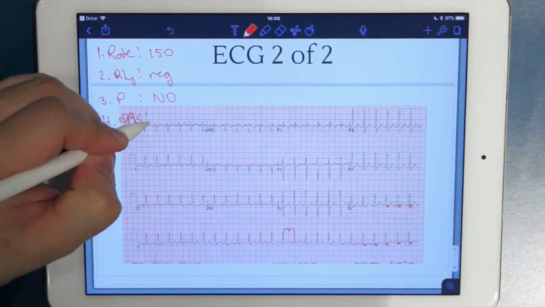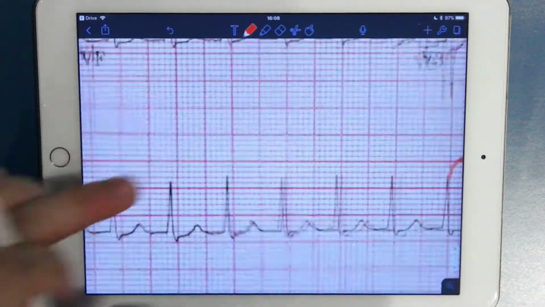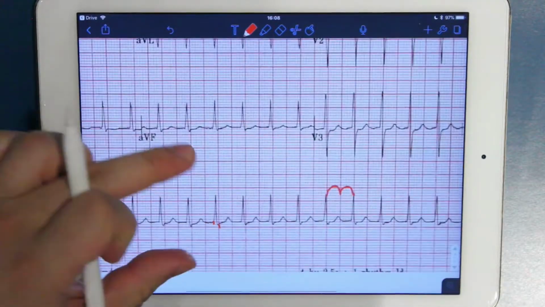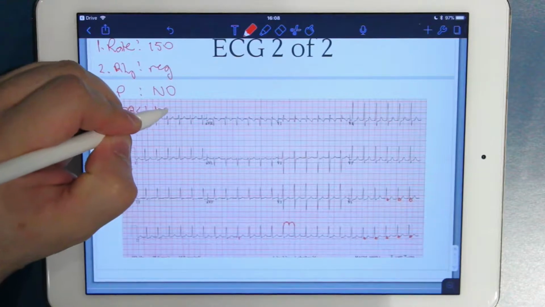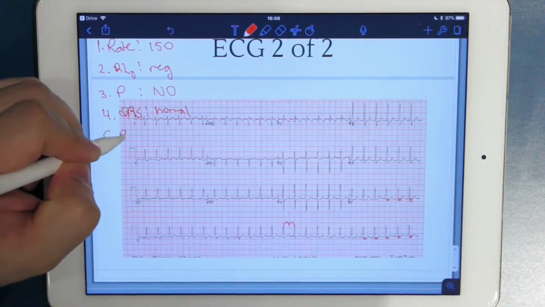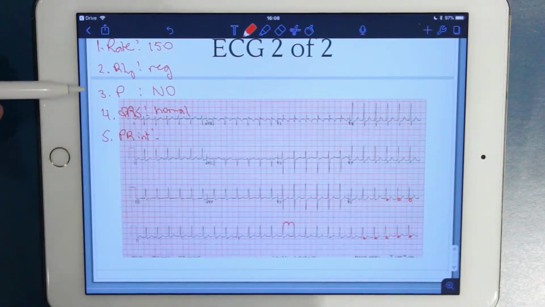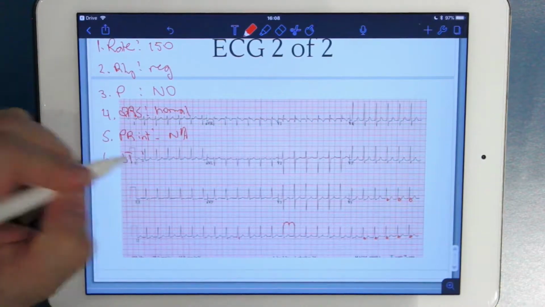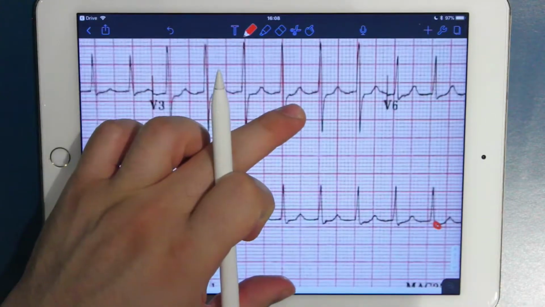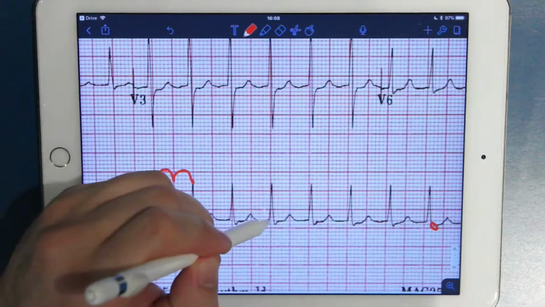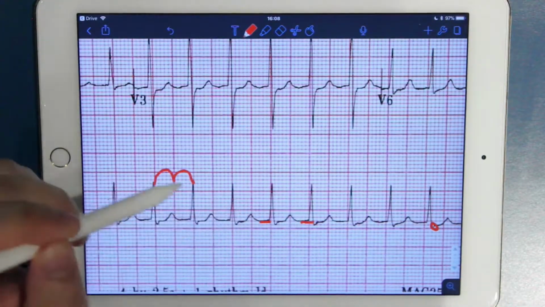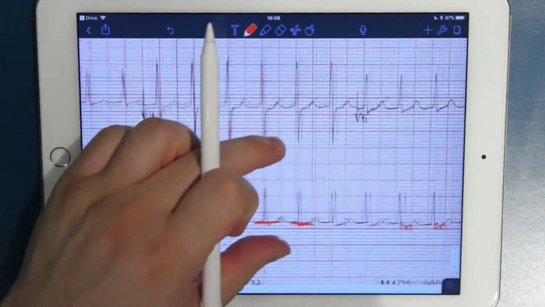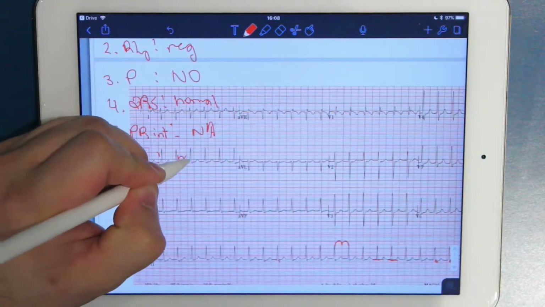QRS interval, QRS wave. We want to see the width less than 3 small boxes. That's about 1.5 to 2 boxes, so that is normal. PR interval. Since we don't have any P waves, this is not applicable. And ST segment, we'll zoom in, find the isoelectric line, start here, here. There's almost no difference between the ST segment and the isoelectric line. So we'll call this normal.